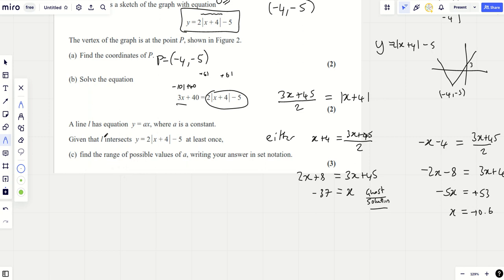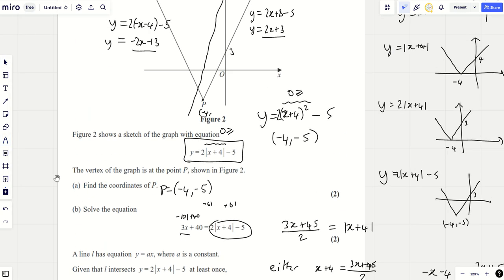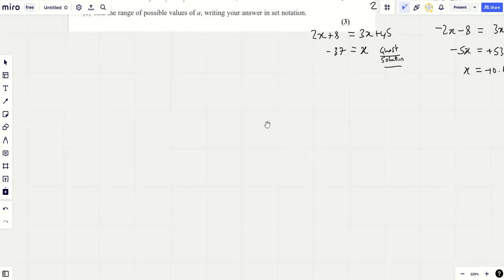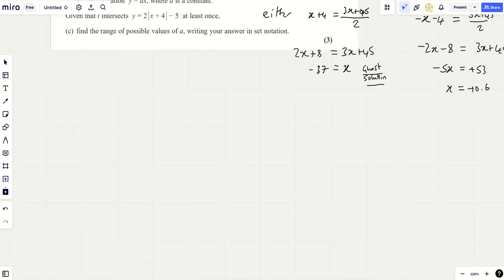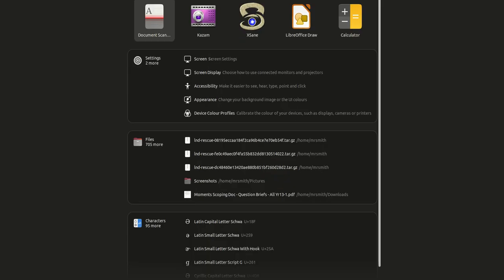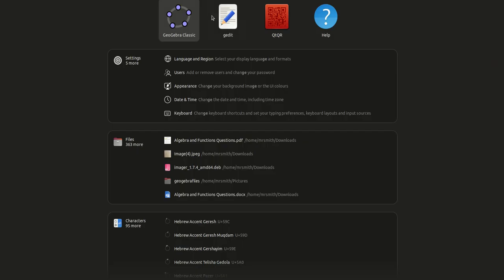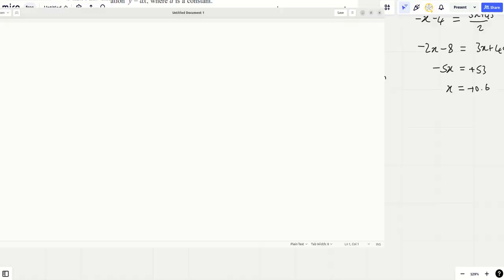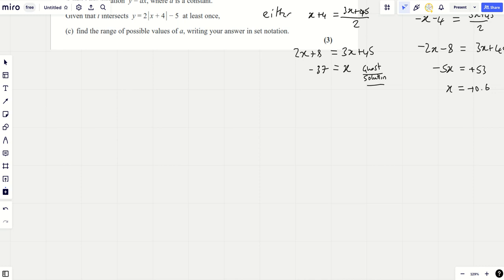Anyway, okay, what have we got next? The line y equals ax intersects this at least once. So this is this business of how often something intersects something. Now, I suppose, actually, can I get out GeoGebra for this? Yeah, I'm going to get out GeoGebra. One second. Oh, no, that's something else. GeoGebra. Where is it?